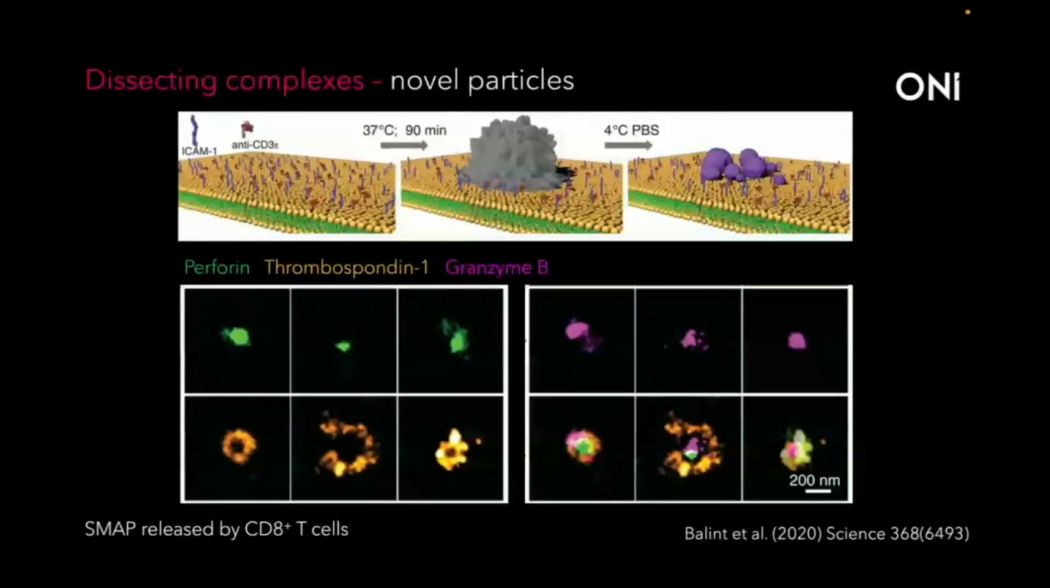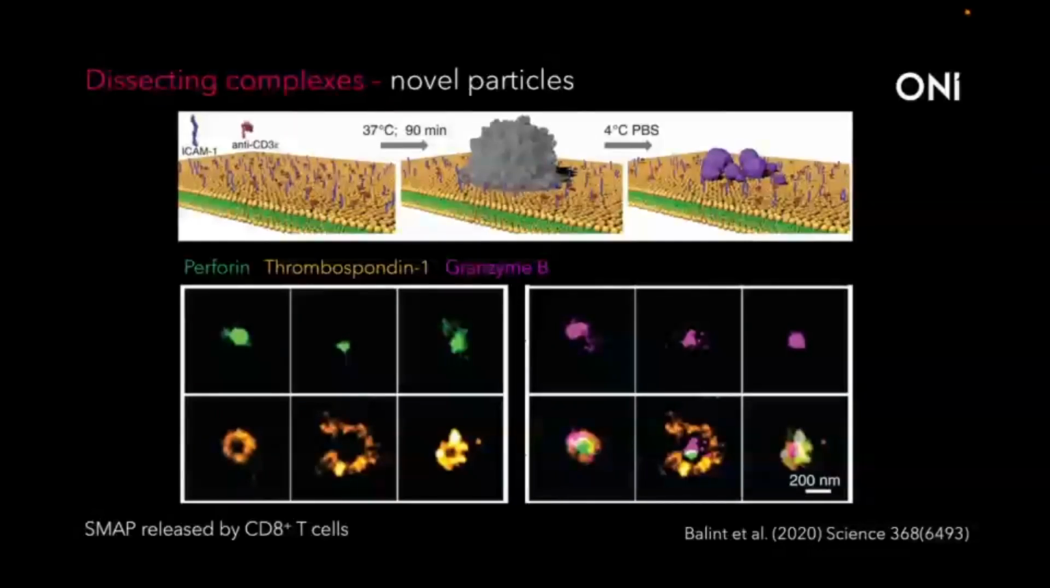And in Mike Dustin's group that originally characterized this, they used STORM to characterize the structure of these particles. So here we can see how these particles contain perforin, which is extremely cytotoxic, and granzyme B, and then has this architecture of thrombospondin, which helps to hold the particle together. And so this was a very impactful paper.